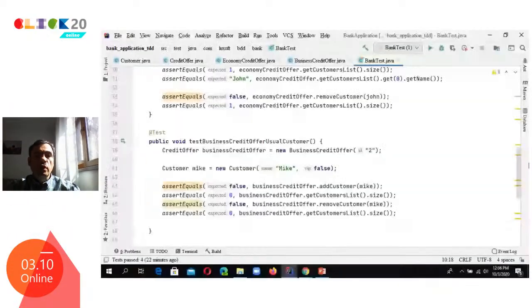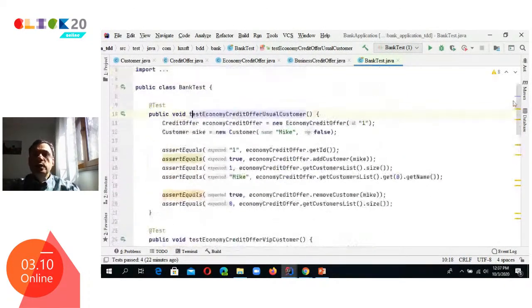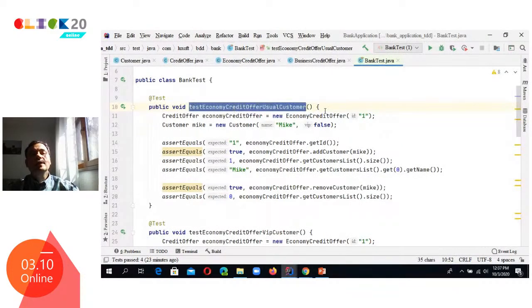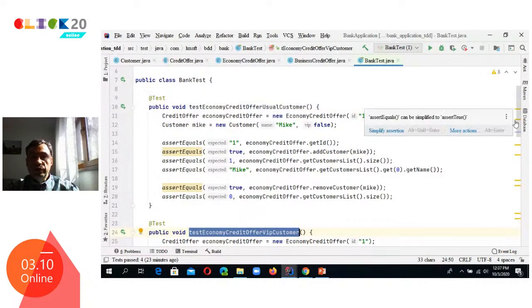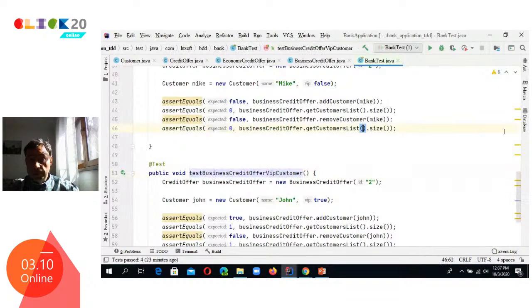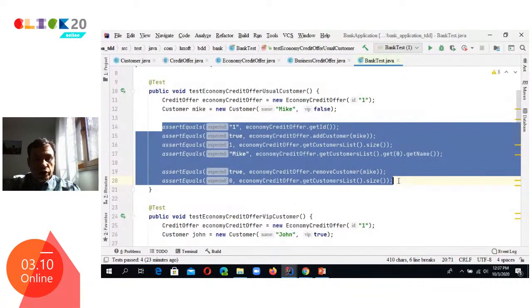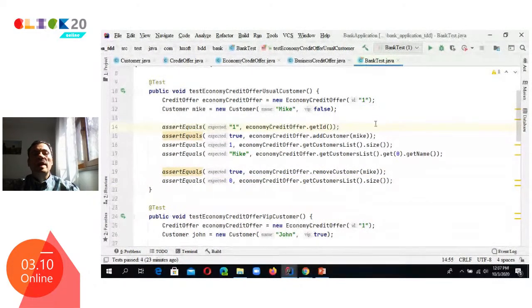And we are writing here, you see, 1, 2, 3, 4 tests in order to cover all situations. And in order to know what we are testing, we provided here some significant names to the tests. We say here, test economy credit offer usual customer, test economy credit offer VIP customer, test business credit offer usual customer, test business credit offer VIP customer. So we are working here, for example, we create an economy credit offer, we create a usual customer, and we are asserting everything here. We are checking that everything is going fine so that we can add and remove such a customer to an economy credit offer.